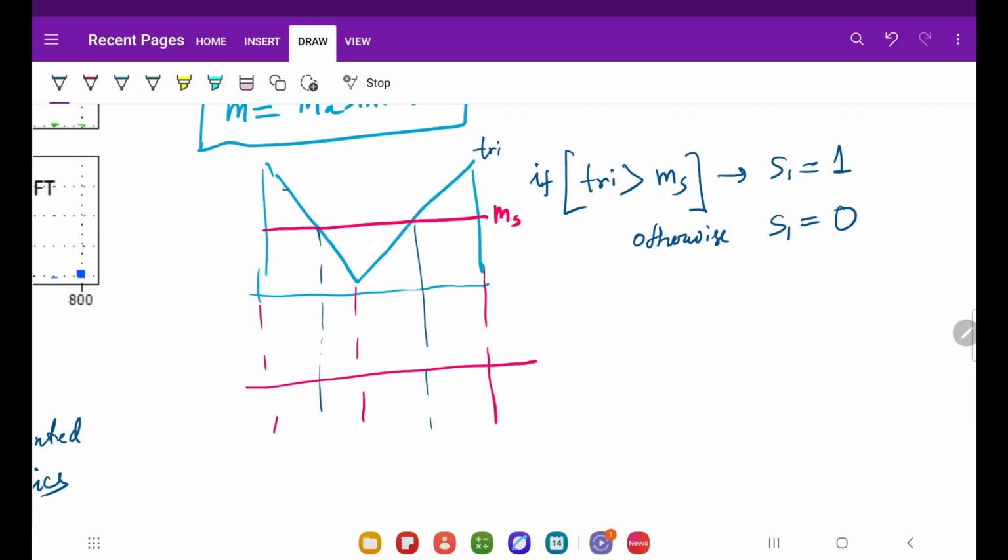So in this duration, the triangle is greater than MS, right? In this duration TRI is greater, so it is 1, and in this duration my TRI is less, so in this duration it will be 0 again, right? And if I take the complementary of it, it will be like this. Okay, so this is how the PWM works.